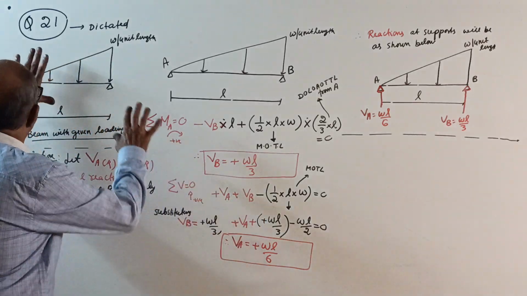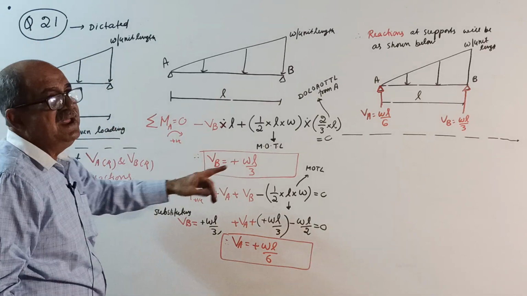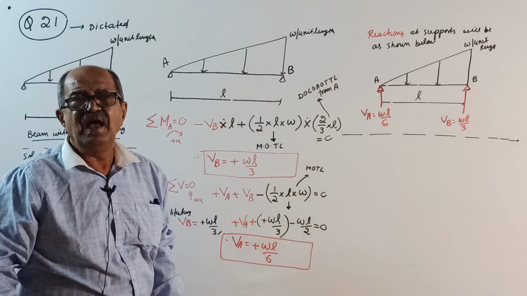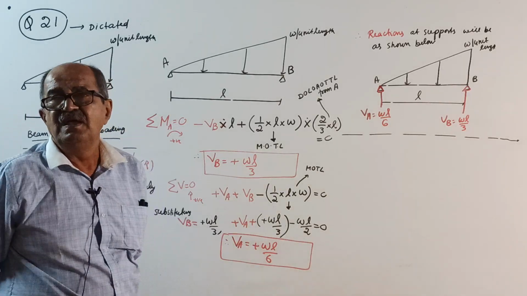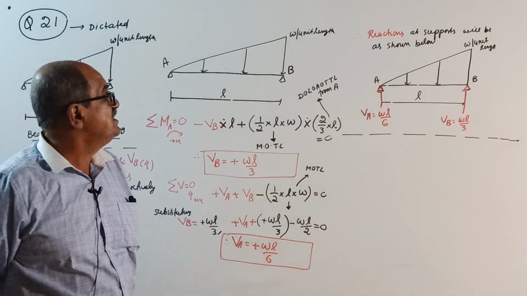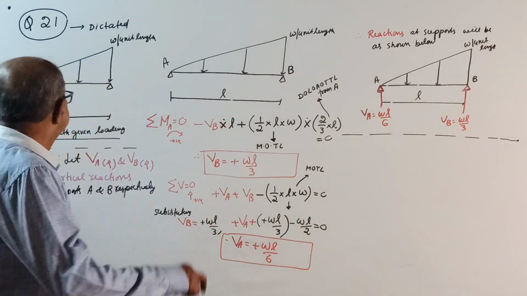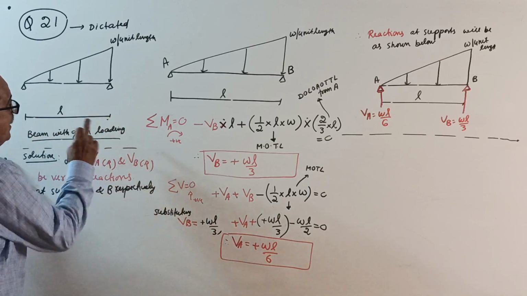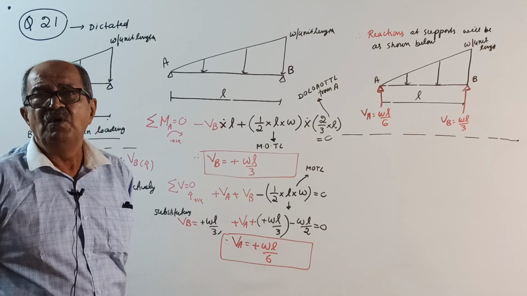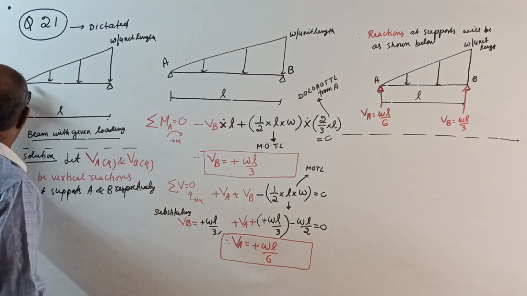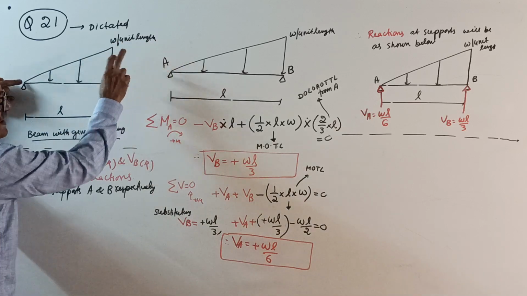Okay. Question 21. One question I will explain fully here. Then for the remaining identical questions, to save time, I will change the question and explain to you. A simply supported beam is of span L, with given loading. It is loaded by a uniformly varying load with intensity 0 at the left end and a maximum of W per unit length at the right end.